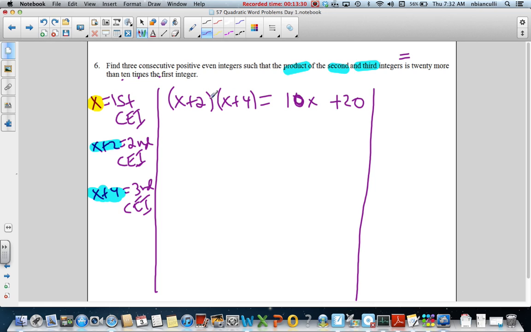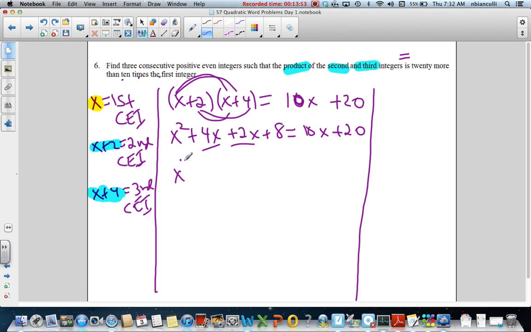And now I have to distribute all this out, FOIL if you will. Okay, so I have x times x, which is x squared, x times 4, which is 4x, 2 times x, which is 2x, 2 times 4, which is 8. This equals 10x plus 20. And now I'm going to combine my like terms, so I have x squared plus 6x plus 8 equals 10x plus 20. And now it's clear I have my quadratic on the left, so I'm going to move all the other terms over. That's like my celebrity. So I'll subtract the 10x and I'll subtract the 20.